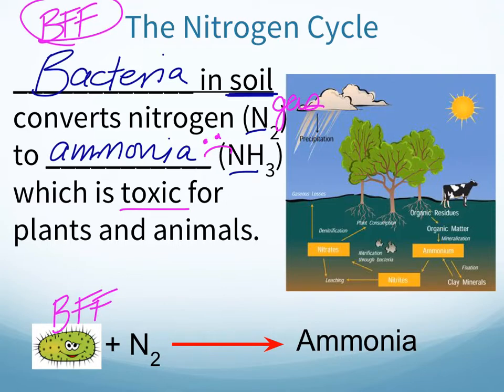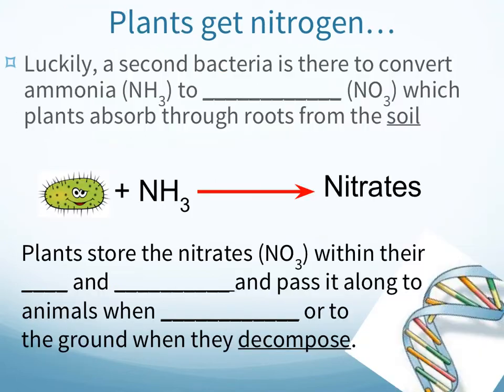So if these bacteria are creating ammonia, which we do not want, that's not helping us out. So we've got to think about what else is going on. So luckily here we have a second bacteria, and that second bacteria does the same job as the first. It converts one form of nitrogen to another. This time we're taking the bad ammonia that we do not want, so ammonia bad. We're taking bad ammonia and converting it into a usable form known as nitrates.